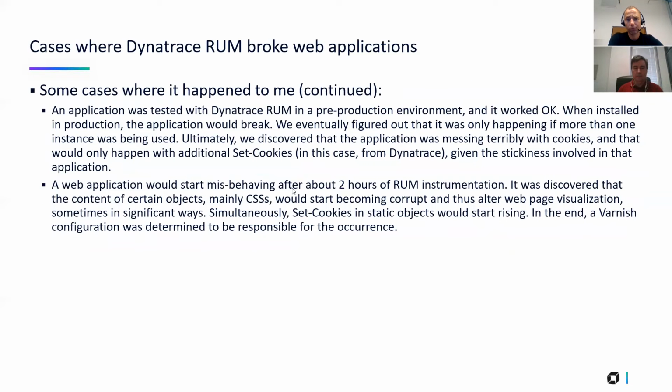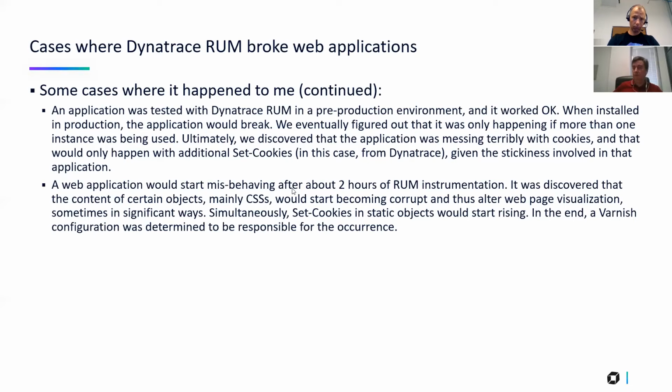Two more use cases that we've had in the past. One of them was an application running well in a pre-production environment, and when we put it in production, it would stop working. In this case, we detected that the application was messing with the cookies, not the headers this time, but the cookies. They were slicing the cookies and putting them back together incorrectly. So what had to be done was that the cookie management for the application had to be rewritten.